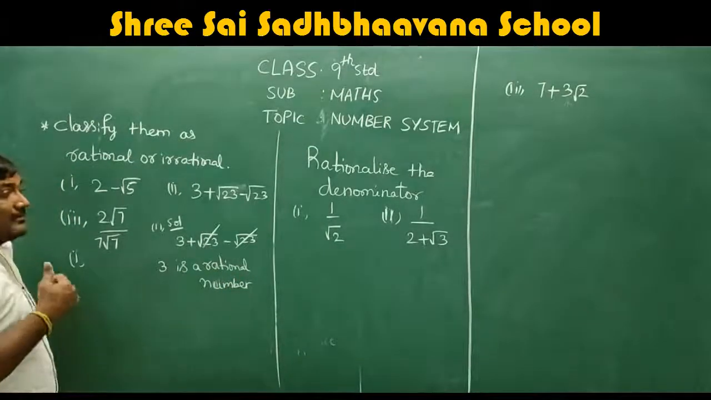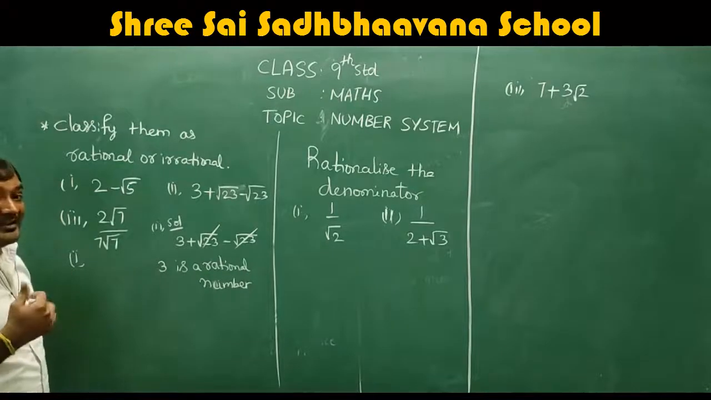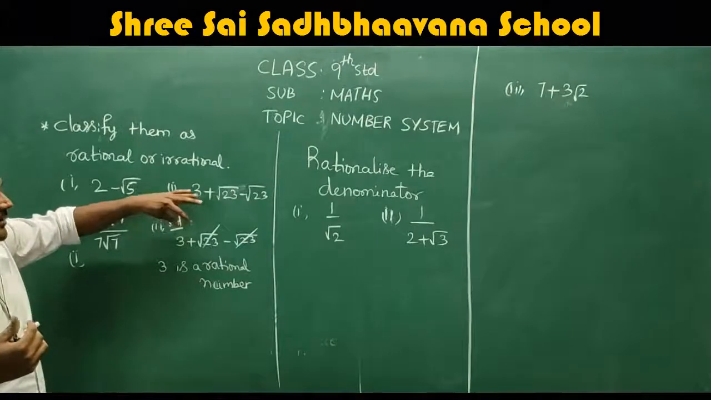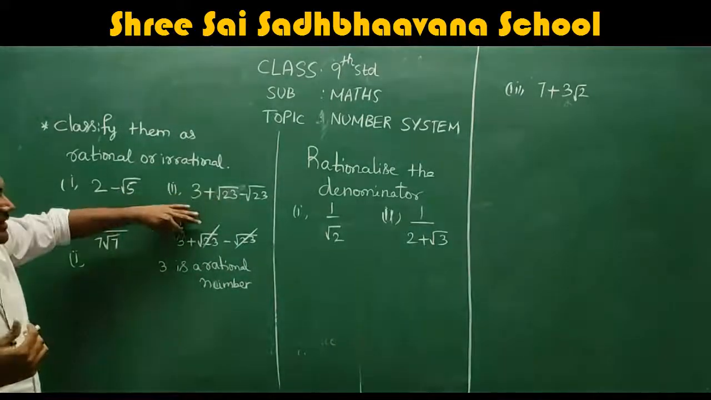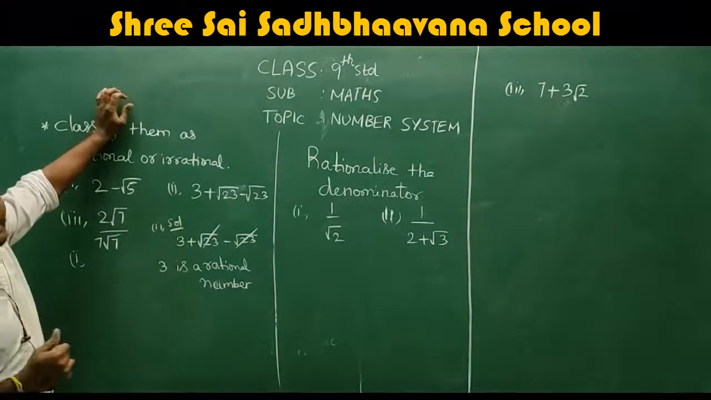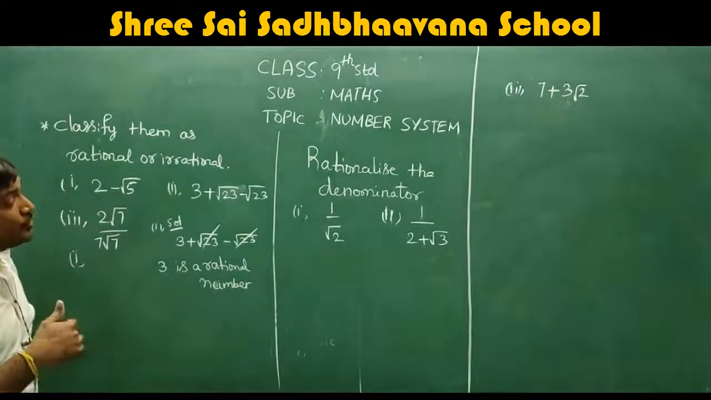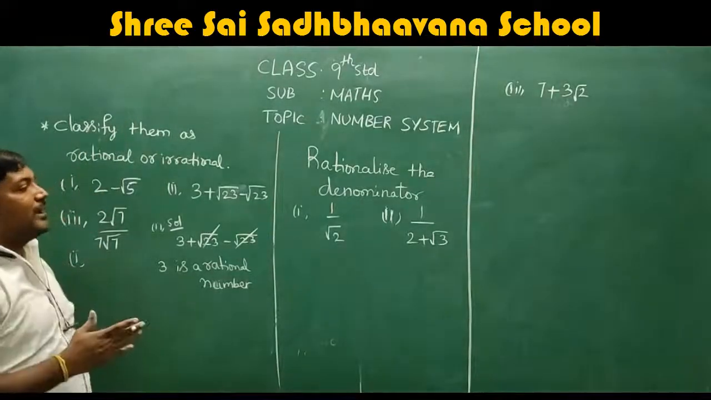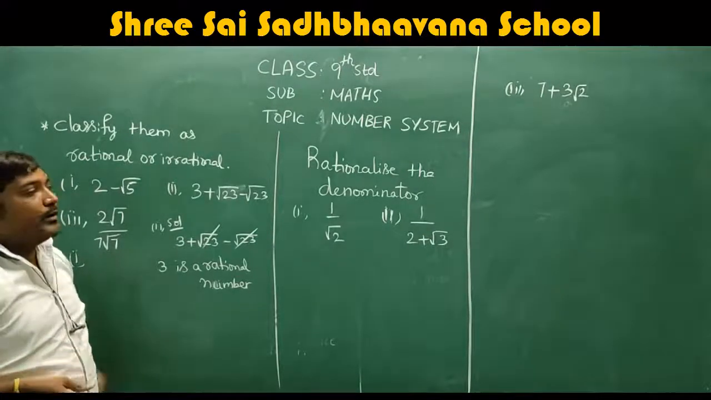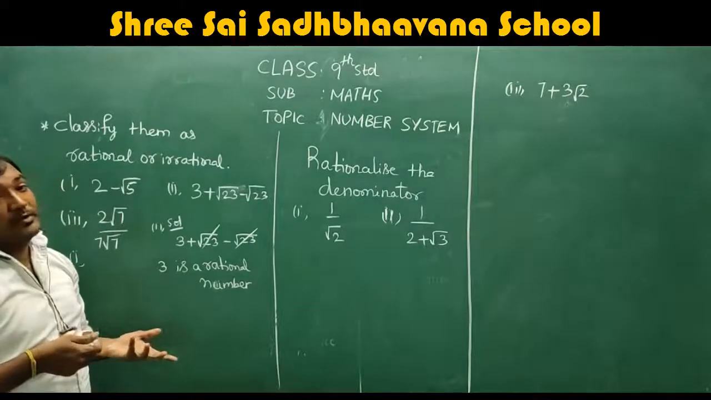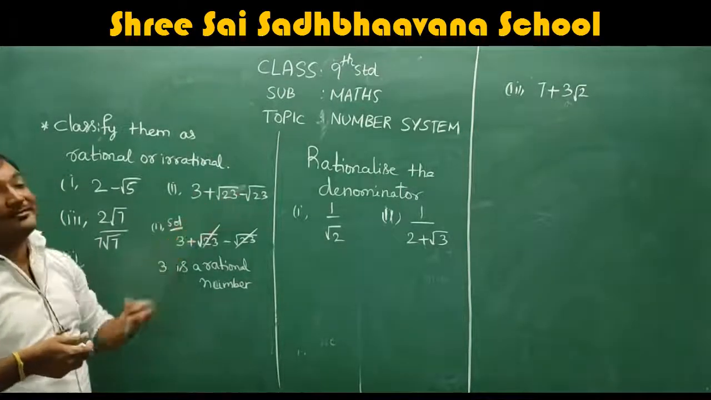Just see, as I was saying before, any irrational number added with a rational number should be an irrational number. But in this case, we have two irrational numbers, meaning one we added and one we subtracted. Correct? One irrational number is root 23. Another irrational number is also root 23 only. But both I added and subtracted.